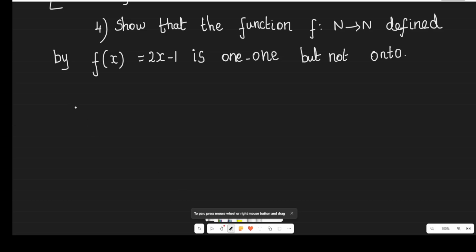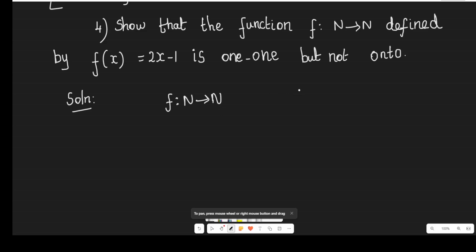For the solution, I have to write the given data first. Here what is given? f: N → N. N means natural numbers. Natural numbers start from 1: 1, 2, 3, 4, 5 and go on. This natural number represents the first set of elements, and this one represents the second set of elements.